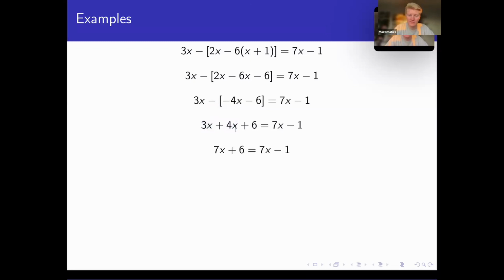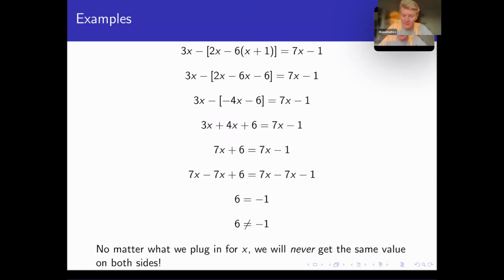Let's again combine like terms. 3x plus 4x is 7x. Let's subtract 7x on both sides. And when we do that, 7x goes away on both sides, and we get 6 equals -1. And we are well aware that 6 does not equal -1. So we got to an equation that is never true, no solution.